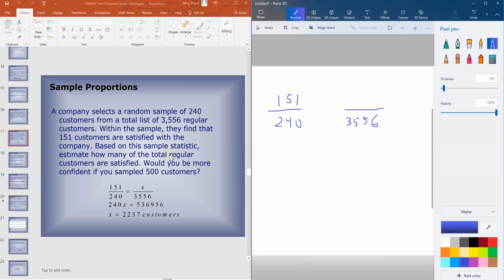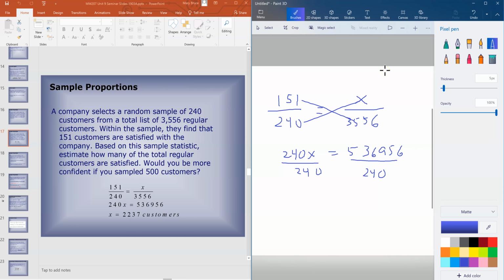But based on that, we want to estimate how many total regular customers are satisfied, meaning total customers in the entire population. So that's why we just set the sample proportion equal to the population proportion, and we're going to solve for X, which is the total number of customers who are satisfied. And then all you do to solve this equation is to cross multiply. So you see that I did 240x right down here. If you look to the left, 240x by multiplying that way, put the equal sign in the middle, then multiply this number times this number. That's where the big number is coming from. And then just solve the equation. So with that, you're just going to divide both sides by 240.